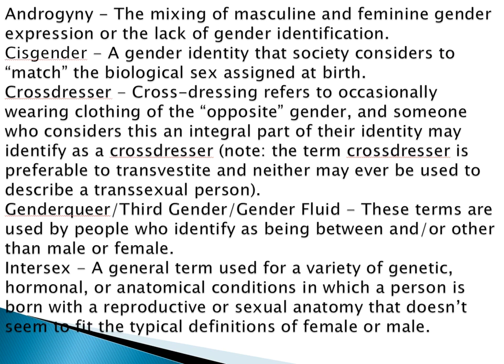Cisgender is a gender identity that society considers to match the biological sex assigned at birth. The prefix cis means on the side of or not across from, a term used to call attention to the privilege of people who are not transgender.